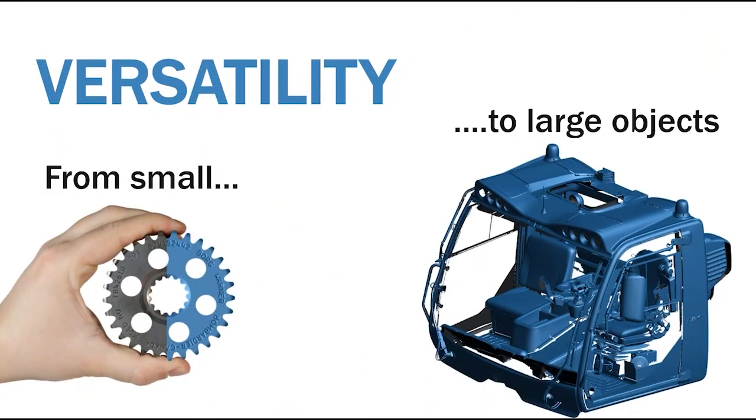So in summary, one device for a project from a small gear to a full vehicle cabin in and out. So this is the definition of versatility in 3D scanning. And this is the kind of project that can be done with the HandyScan Black. So again, one device from small part to a large object.